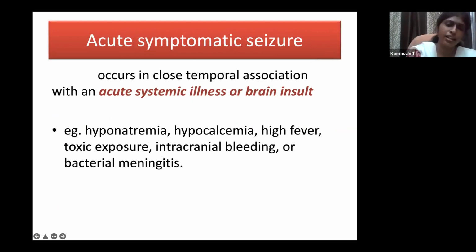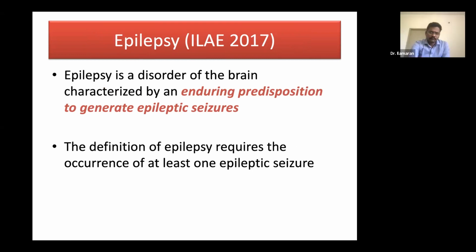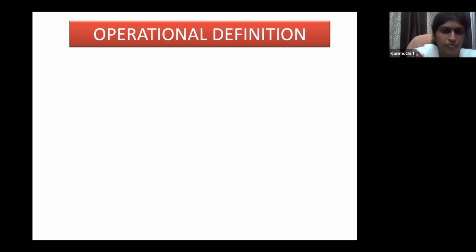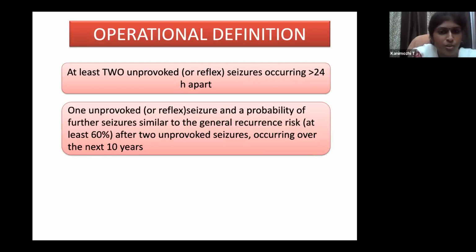So epilepsy, ILAE in 2017 defined epilepsy as a disorder that has an enduring predisposition to generate epileptic seizures. It means there should be at least occurrence of one epileptic seizure. But the operational definition, there is a slight change only in the operational definition for epilepsy now. At least 2 unprovoked or reflex seizures occurring 24 hours apart. Like this was a previous definition also. 2 unprovoked seizures at least 24 hours apart, we consider it as epilepsy and start treatment with anti-epileptic drugs.